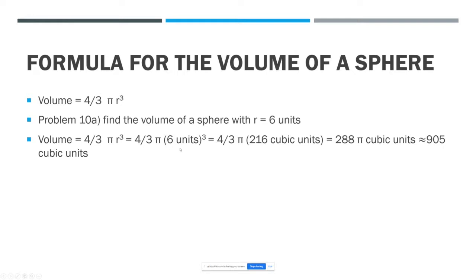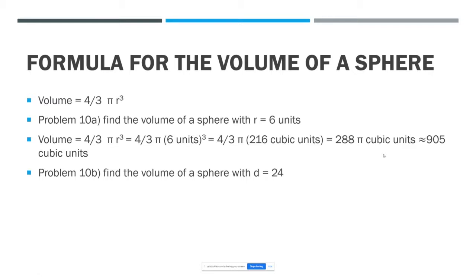We're going to plug in 6 units. And so we have 4/3 pi times 216 cubic units. This gives me 288 pi cubic units. And I'll use the pi button on my calculator to get 905 cubic units. And then we're going to look at problem number 10b.